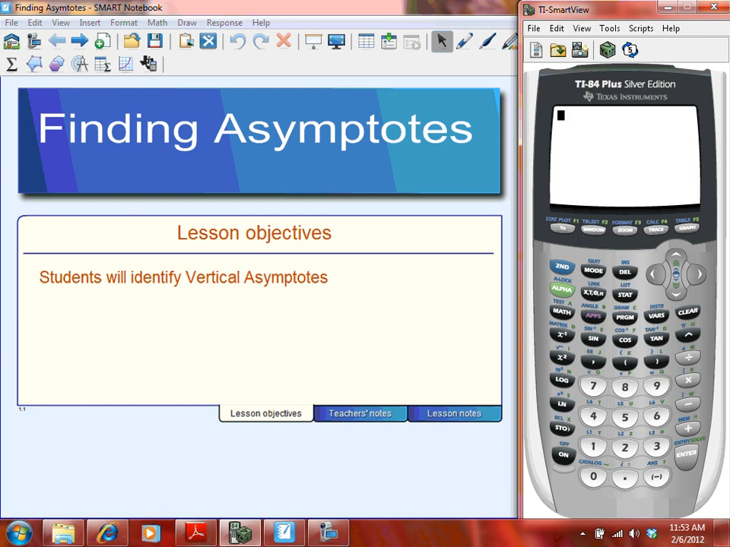Matter of fact, we said there's two of them. We have a horizontal asymptote and we also have a vertical asymptote. What we're going to be looking at today is specifically how you find that vertical asymptote. So that's what we're going to concentrate on today. How do you find a vertical asymptote?